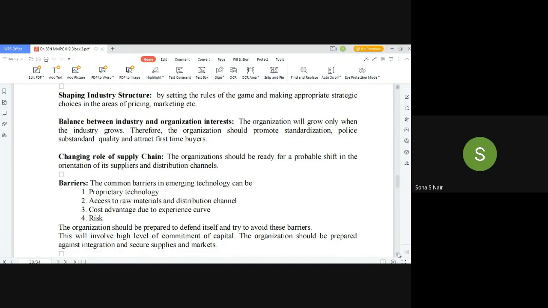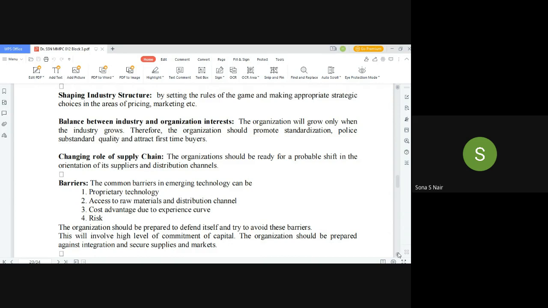So the common barriers in an emerging industry would be proprietary technology. Is it accessible or not? Access to raw materials and distribution channels also needs to be arranged. There's no set system for that. Cost advantage due to the experience curve is not there. That is a barrier because it's a new emerging industry.